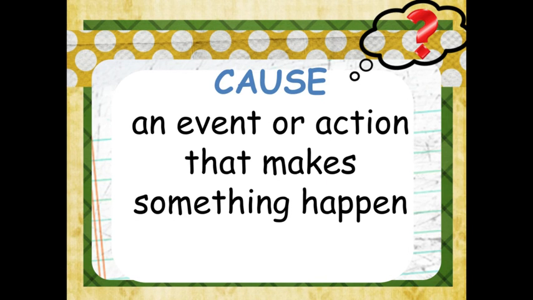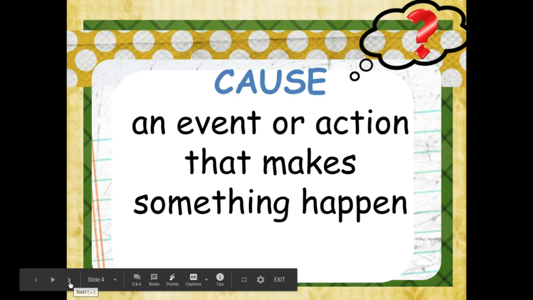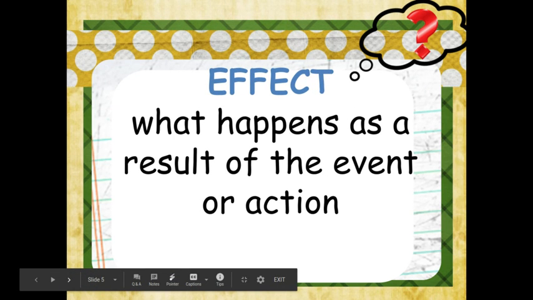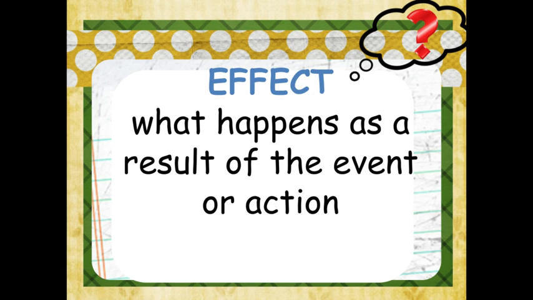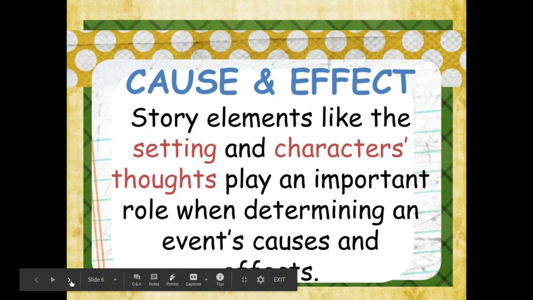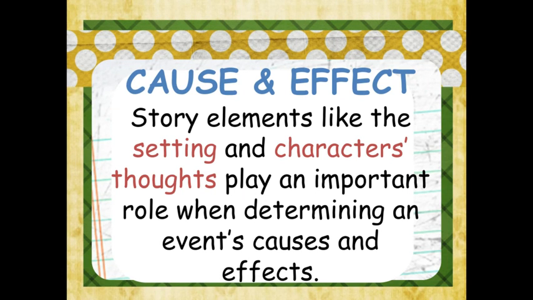After writing down your cause and effect definitions, you might have said something like this. Cause is an event or action that makes something happen. And you might have said the effect is what happens as a result of the action or event. In my mind, I think the effect is what happens, the cause is why it happened. Story elements like the setting and characters' thoughts can play an important role when determining an event's causes and effects.